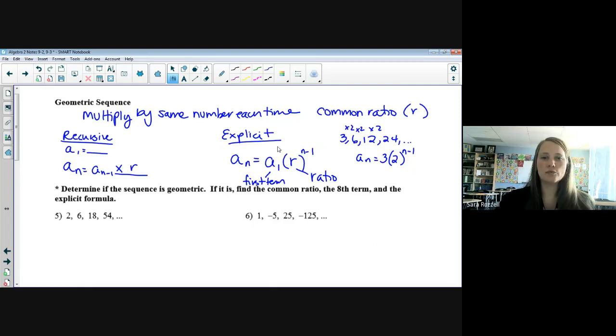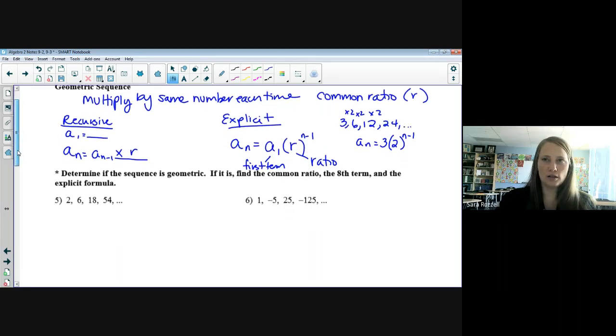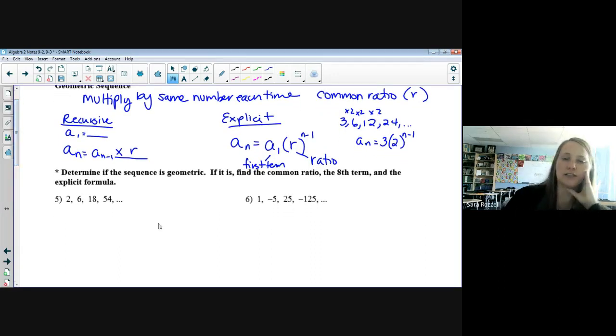So on your test, you will be able to write this down. I'll have this part and the part from arithmetic sequences, like when you can write stuff down at the beginning of your test, so you can use that.